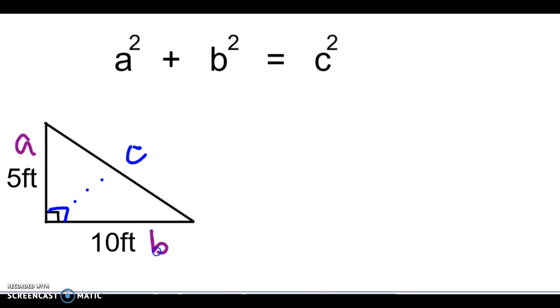So we'll call that A, call this B. I usually keep it in the same order. Again, it doesn't matter. It's totally up to you. So we're going to fill in our numbers. We have 5 squared plus 10 squared equals c squared.